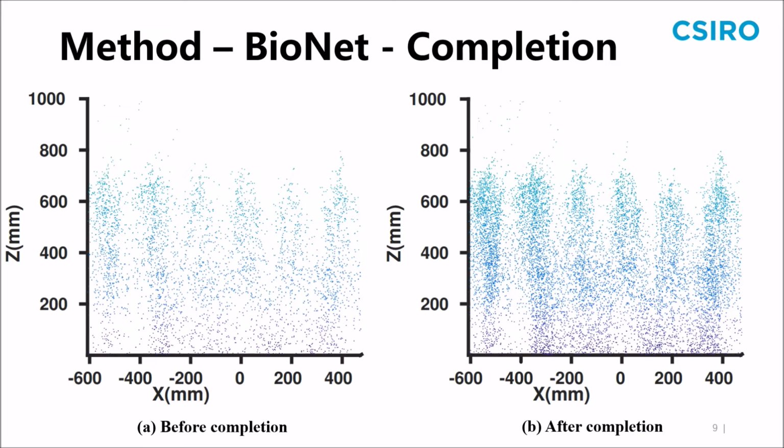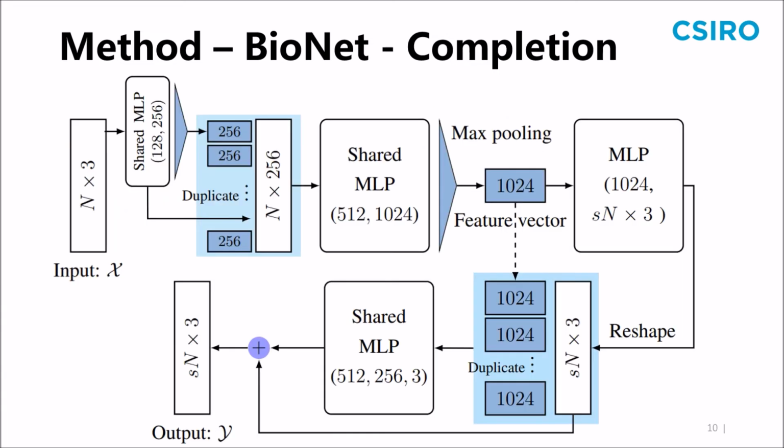For the completion module, the inaccurate prediction due to occlusion should be noted as a limitation of LiDAR-based biomass measurement. Therefore, we add the completion module to predict missing points due to occlusion. The network structure is like this.